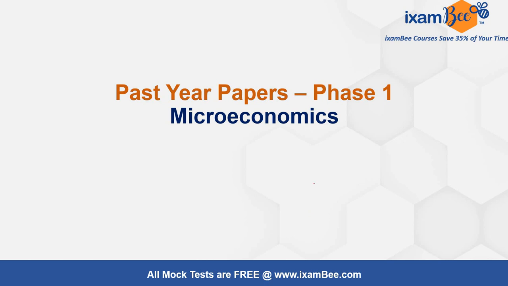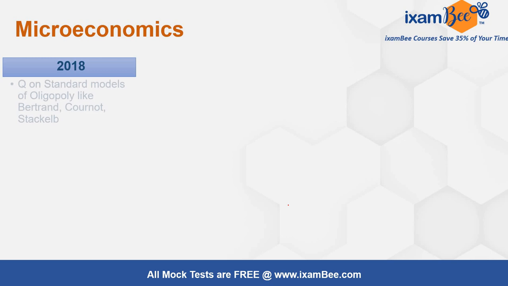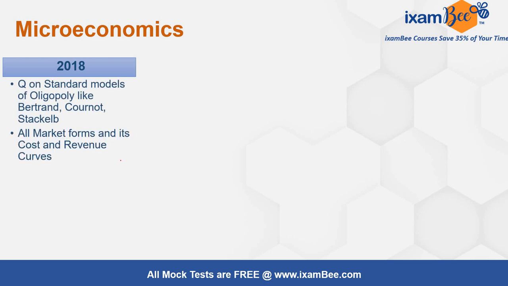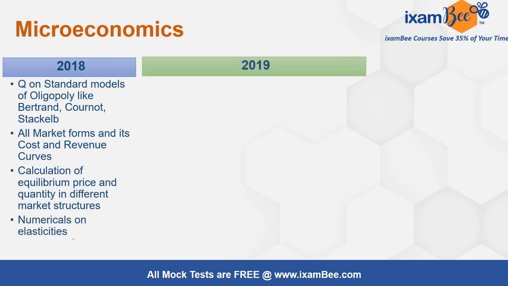So now moving ahead and talking about the questions and the papers that have come in the past, we will discuss them segment wise, first being the microeconomics segment. So if I talk about the microeconomics in 2018, the questions that had come were related to standard models of oligopoly. There were also questions related to the market forms and its cost and revenue curves. There were questions and numericals related to the calculation of equilibrium, price and quantity in different market structures, and there were numericals on elasticity, demand and supply elasticity.